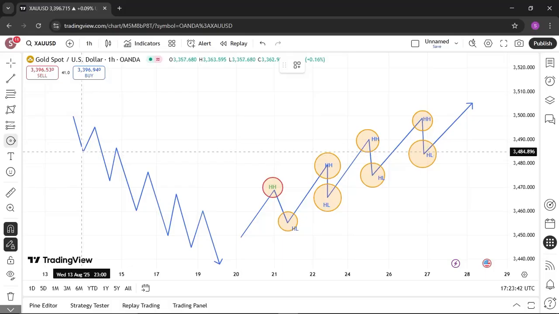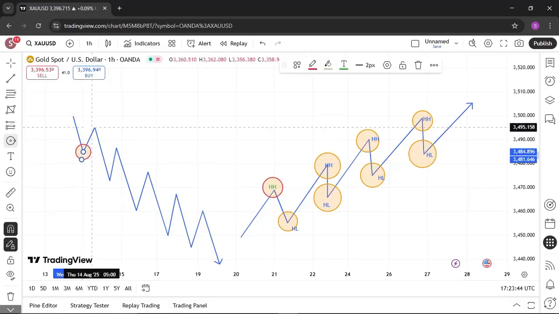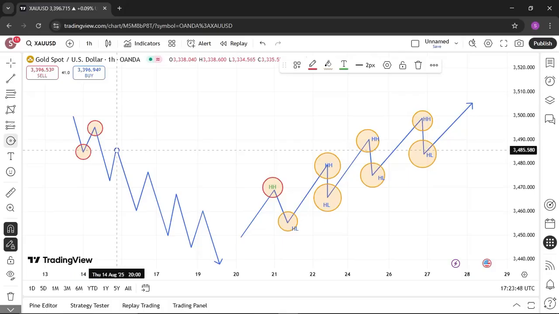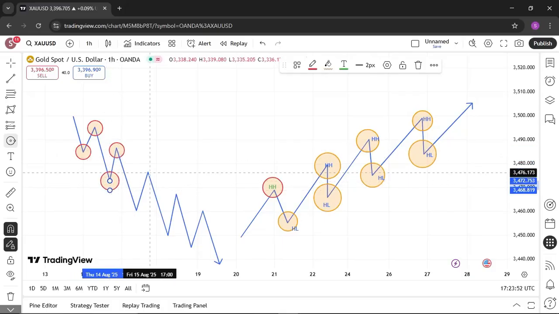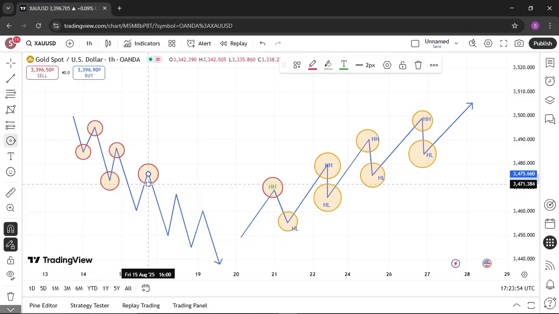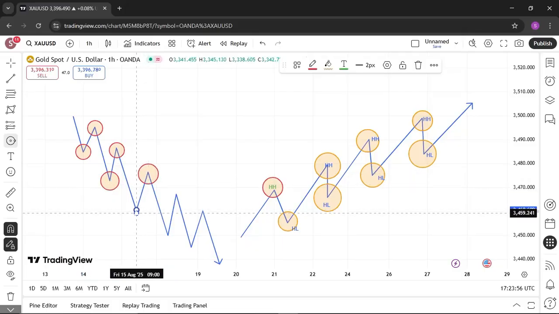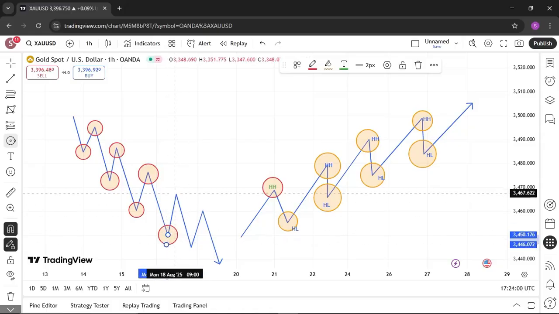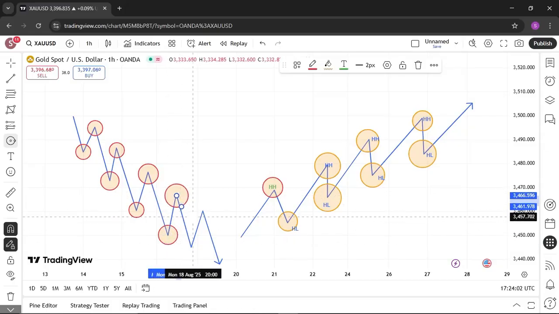Okay, these are the higher highs and the higher lows that the market is creating.